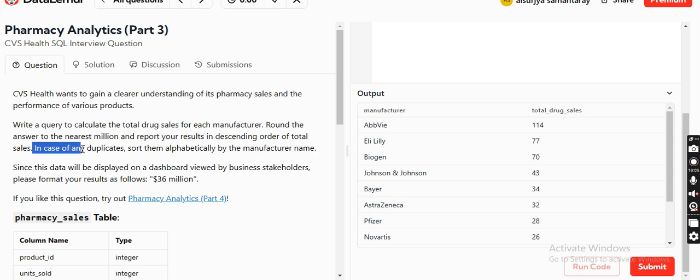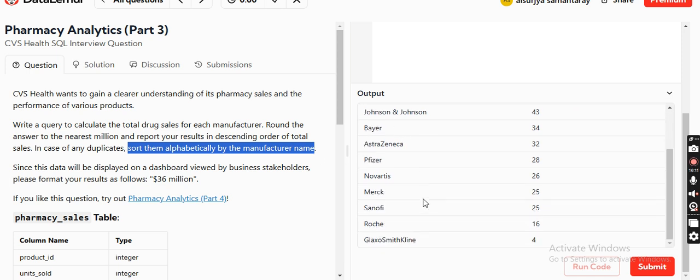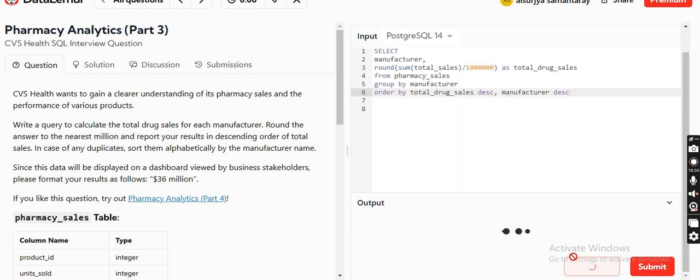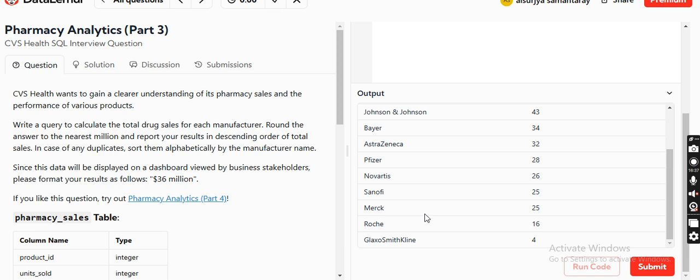Clear. In case of duplicate, sort them alphabetically by manufacturer name. So, in case of duplicates, for example, here you can see 25 is by Merck and Sanofi is also 25. So, we need to sort them out by manufacturer name, means in a descending order as well. So, comma, manufacturer, ESC. Let's see now. Only these two were common, 25, 25. It is reverted now. Okay. So this part is also done.